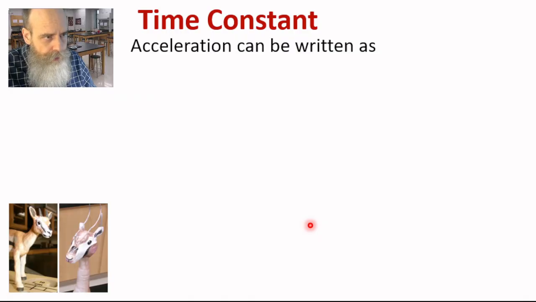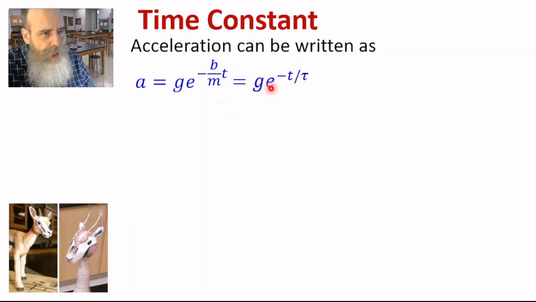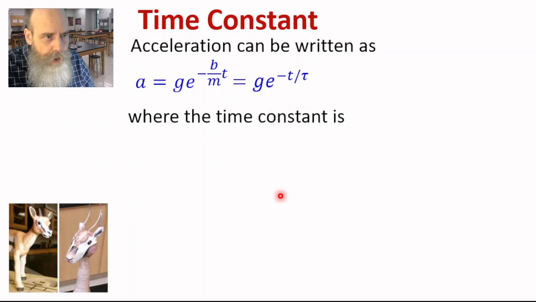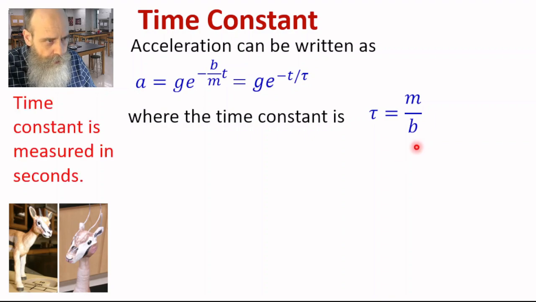The time constant. This is the acceleration, g e to negative b over m t. We can write that acceleration as g e to negative t over tau, where tau is called the time constant, and tau equals m over b. The time constant is measured in seconds. It has to be in seconds because the argument of the exponential function must be dimensionless. So t is in seconds, so tau must also be in seconds. Another way to see that: mass is in kilograms, b is in newtons per meters per second. And if you work that out, you'll find that it is in seconds.